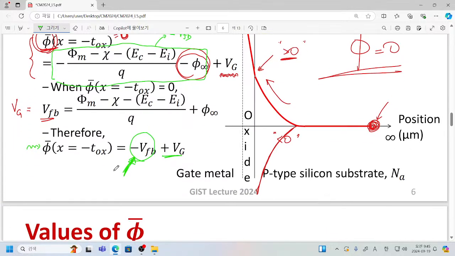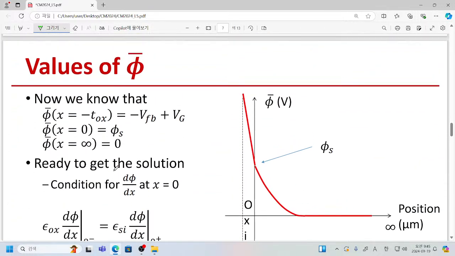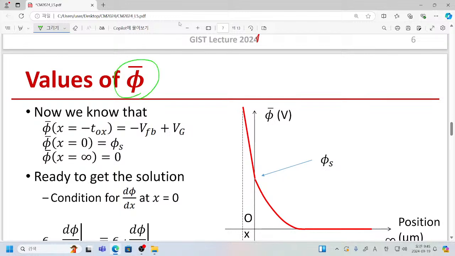Okay, now anyway, in terms of phi bar quantity instead of the phi itself, now things become a little bit easier. So I'm quite happy with this one.